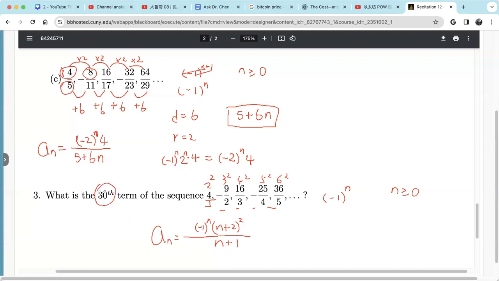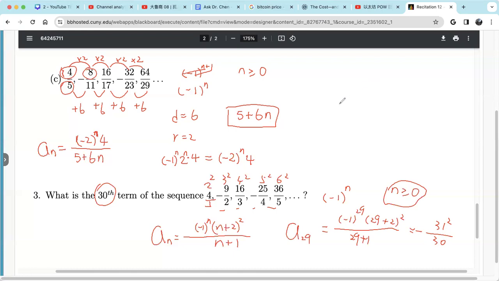Now we want to find the 30th term. Our n starts from 0, so the 30th term will be a29. That equals negative 1 raised to 29, then 29 plus 2 squared divided by 29 plus 1. Negative 1 raised to 29, an odd number, will give a negative. 29 plus 2 is 31 squared, and the denominator 29 plus 1 is just 30.